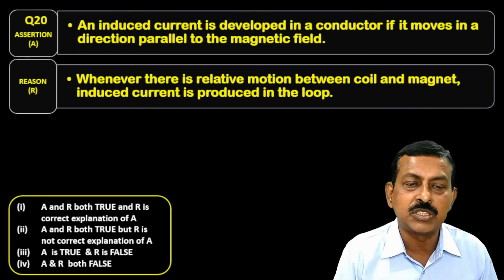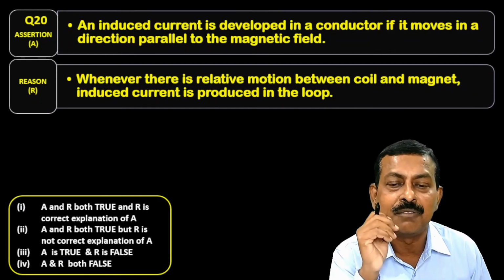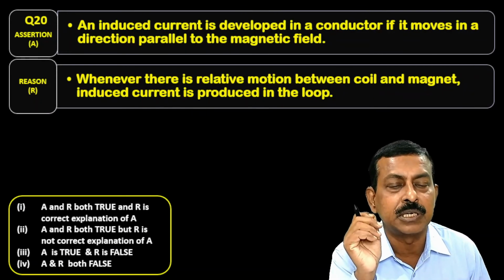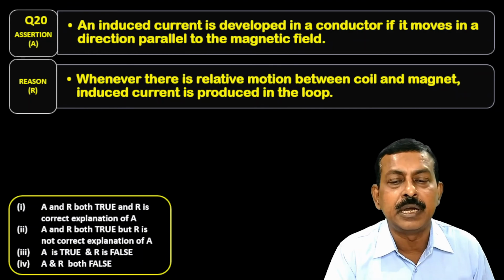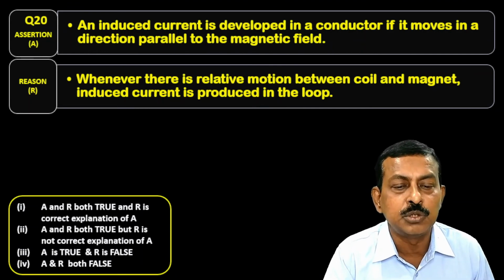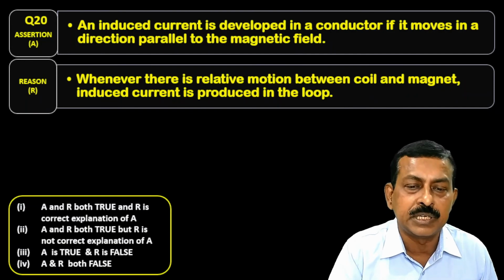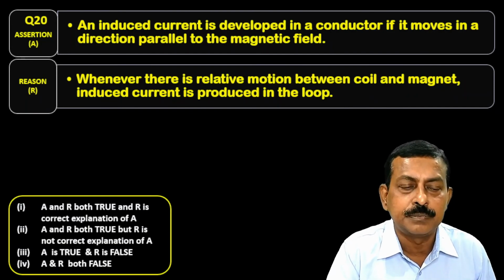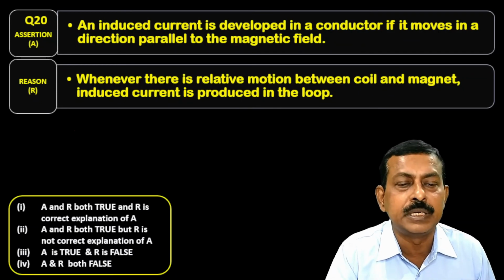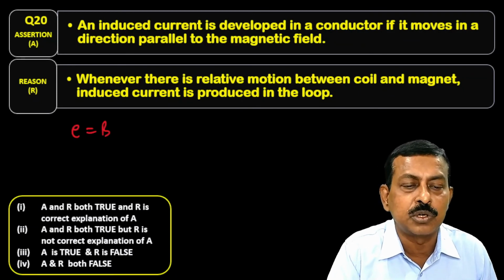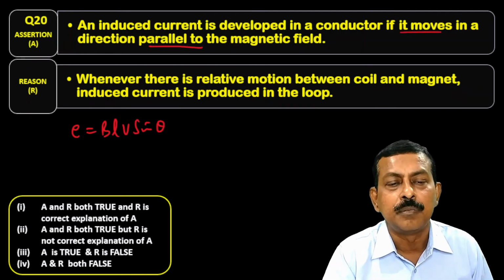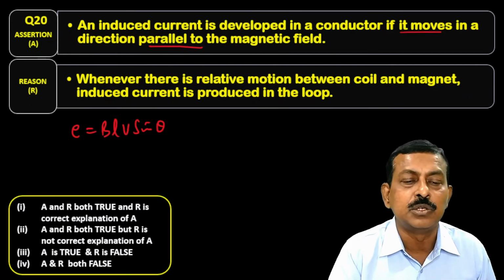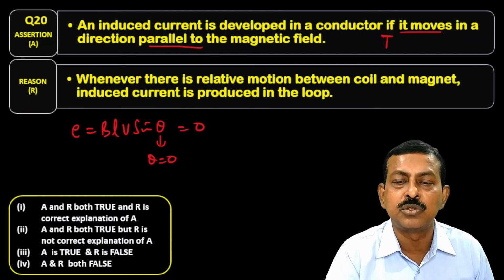Let's take the last one. An induced current is developed in a conductor if it moves in a direction parallel to the magnetic field. And reason is, whenever there is a relative motion between the coil and magnet, the induced current is produced in the loop. Now here you have a rod and it is supposed being moved in a magnetic field. So E is BLV sine theta. It is moving in the direction parallel to the magnetic field. So that means theta value is 0. So in that case, the EMF will be 0. So this is your false statement.